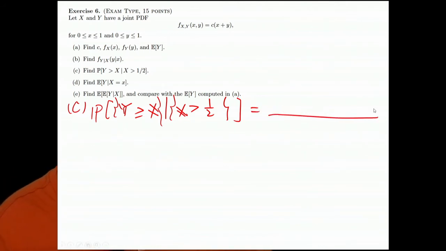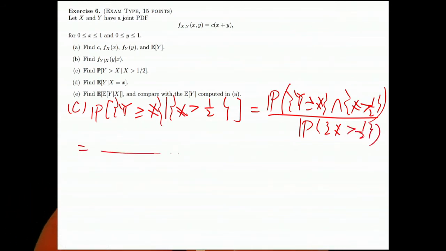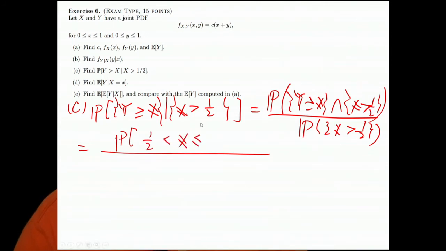It's a conditional probability, so you know, like from the first class, it's the probability of y is greater than x intersect x is greater than 1/2, divided by the probability x is greater than 1/2. So the numerator is actually the probability of x is greater than 1/2 and x is less than y. And the denominator actually is 1 minus the CDF of x at 1/2.